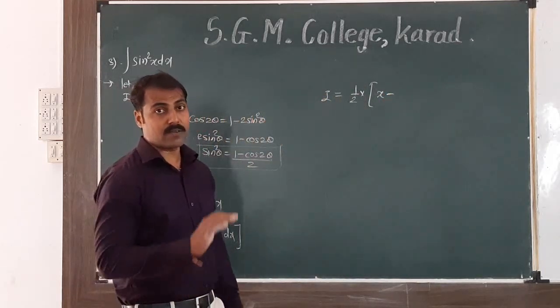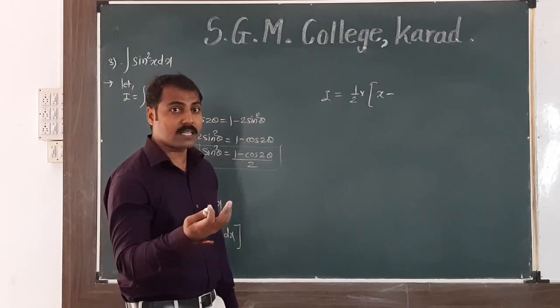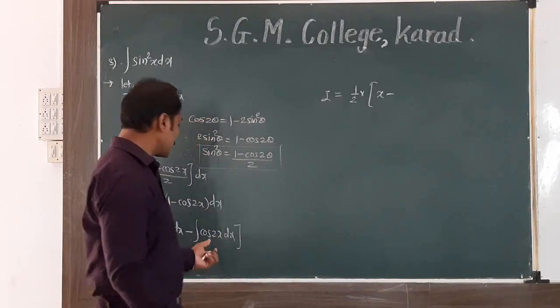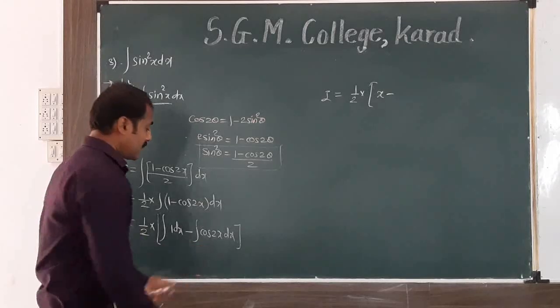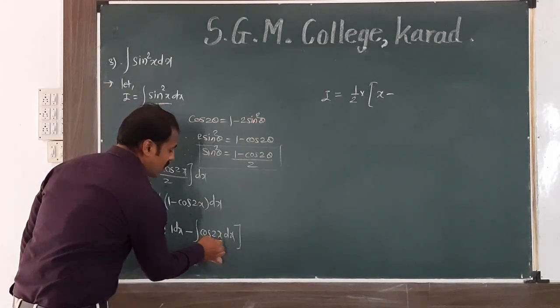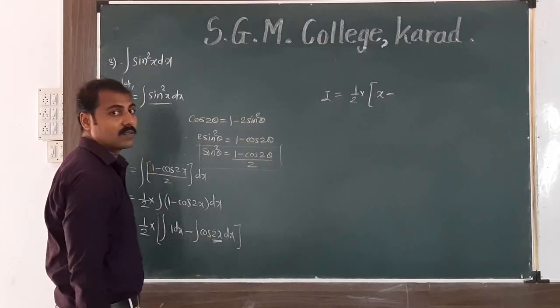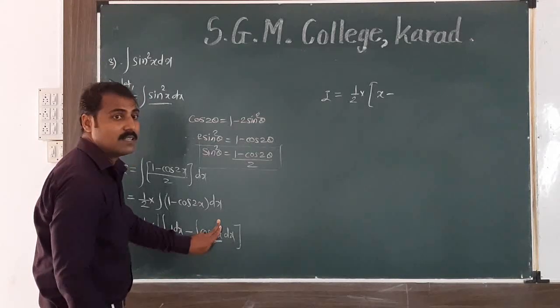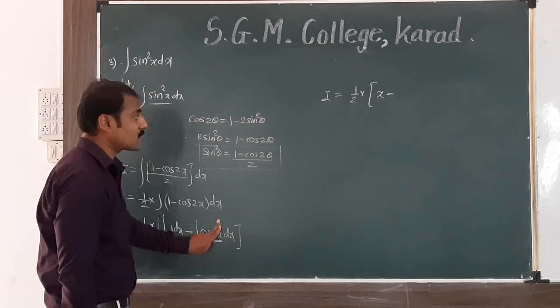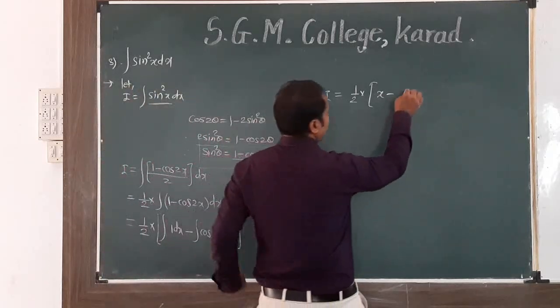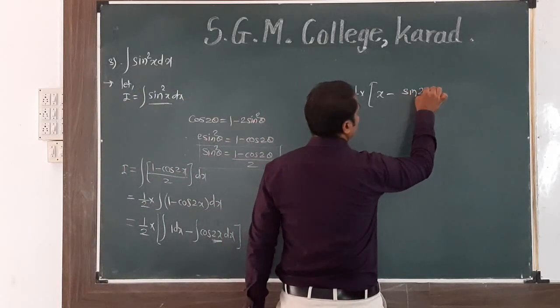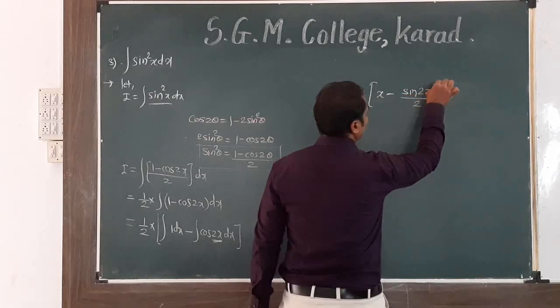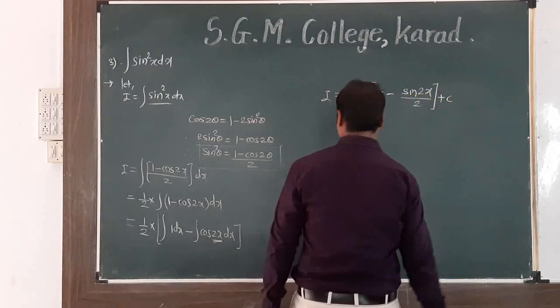Remember, derivative of sin x is cos x. So integration of cos x is sin x. So integration of cos 2x is, here 2x is a linear equation, so consider this as x. Integration of cos x is sin x. So integration of cos 2x is sin 2x divided by the coefficient of x, 2, plus constant of integration c.